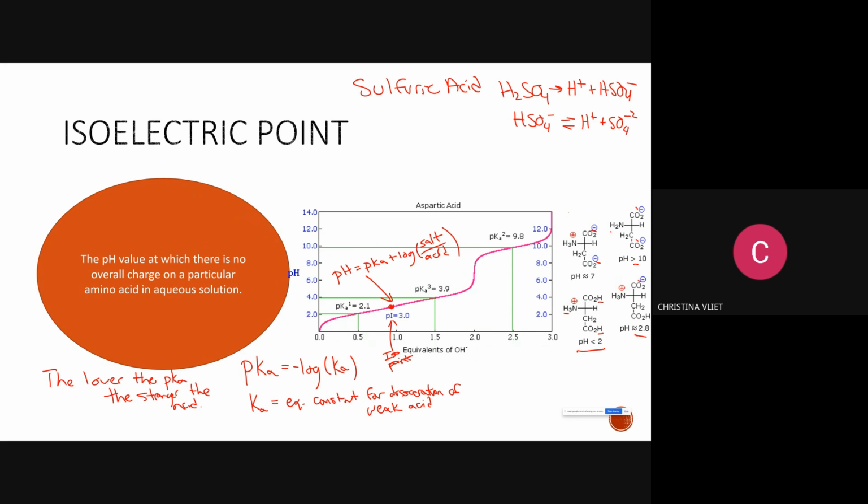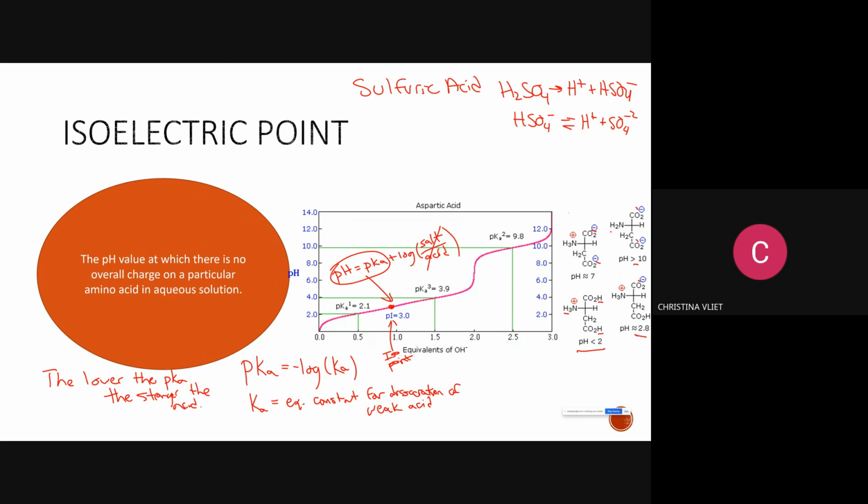Does anybody remember what that equation is? It's called the Henderson-Hasselbalch. But this is the exact point, this halfway point right here, where the salt and the acid are the same as each other. And so the pH would always equal the pKa. So actually the value of the pKa is the pH when your salt and your acid amounts are the same as each other.